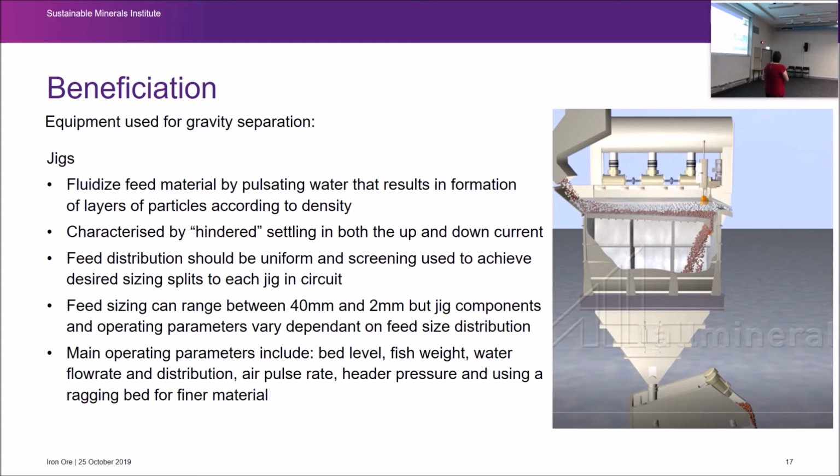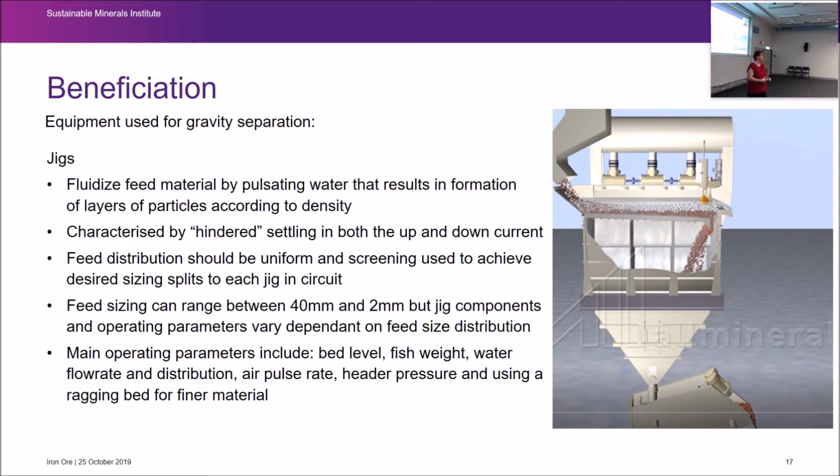You can then use a float with fish weights on it. And this basically gives an apparent density, and it determines the cut between the top layer of the bed and the bottom layer. And then there's a gate that discharges your bottom layer, which contains your heavier minerals, and in this case hopefully our iron ore, into the hutch as product.